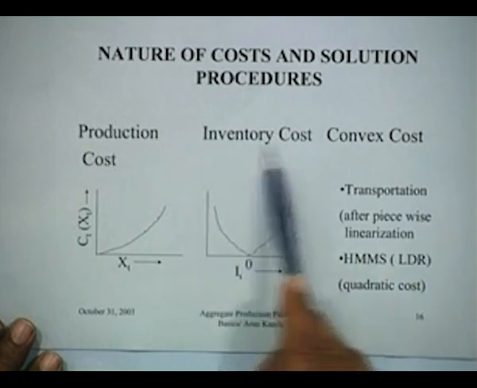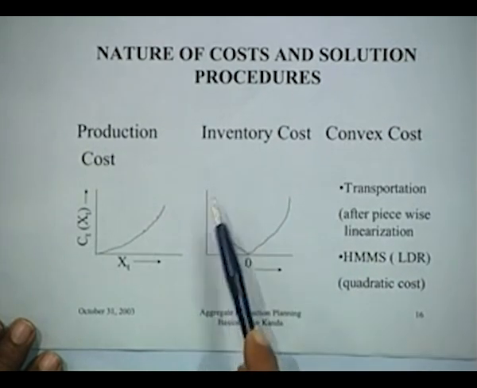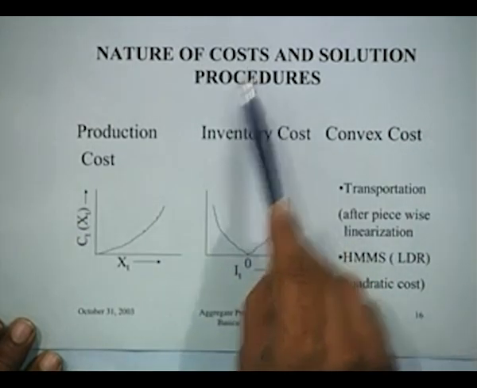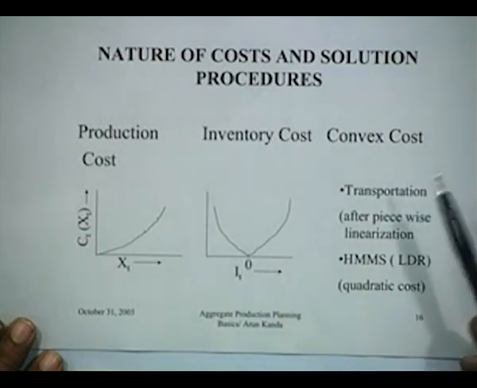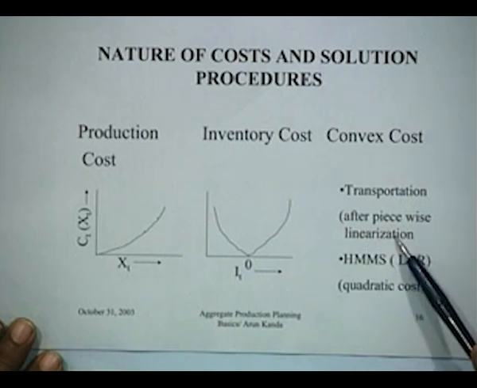Similarly, you will find that the inventory costs are also convex. This is convex, this is convex. In a situation like this, where the costs of production, costs of inventory are convex, again you can use a transportation model, but after piecewise linearization.